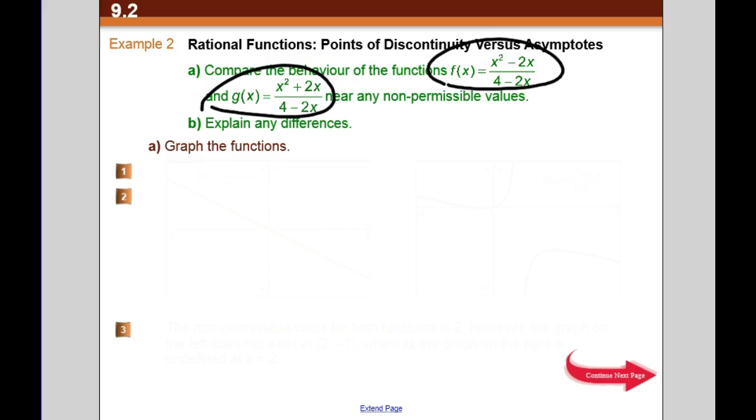So how would I factor the top of this f of x one? Yeah, I could take out an x, and then I would just have an x minus 2 in the top. And what about in the bottom?